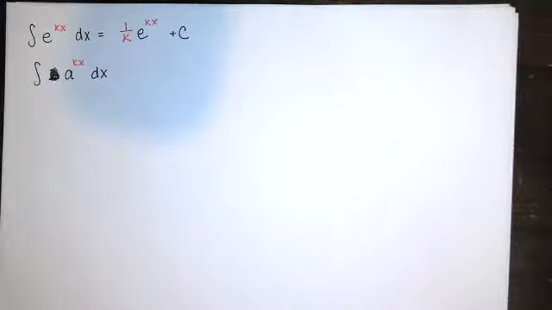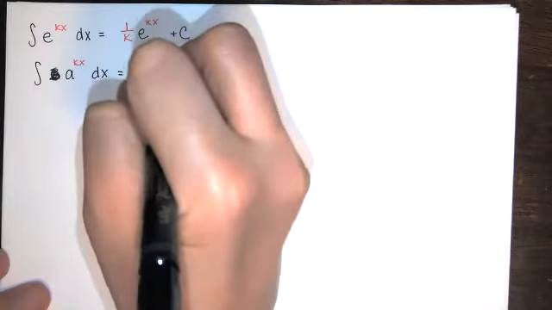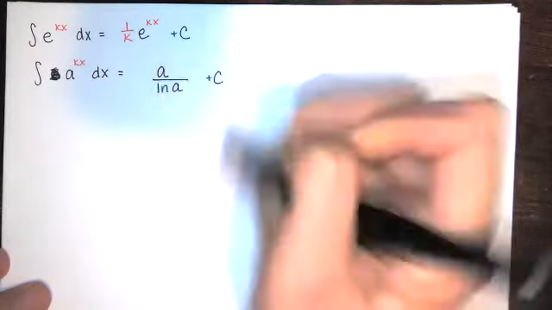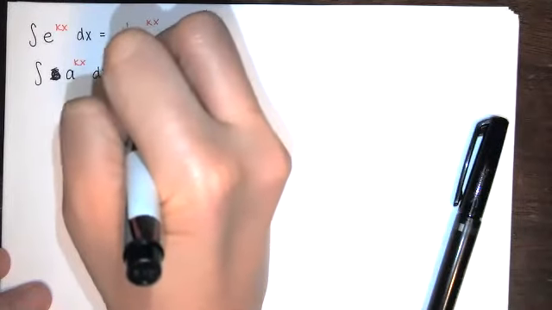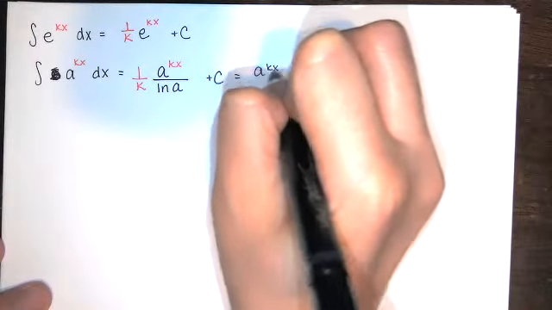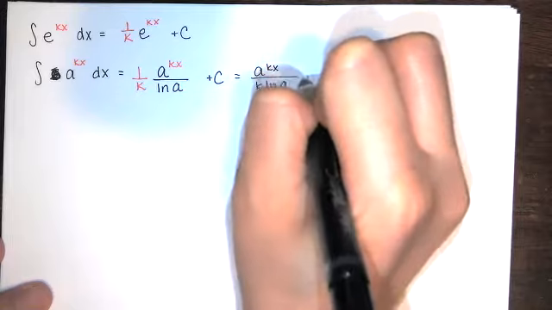If I've got a, oops, I wrote 2. I was thinking of a specific value of a. If I've got a raised to the kx power, well, according to my rules, the antiderivative of a to the x is a to the x divided by natural log of a plus c. So I replace my x with kx, and then don't forget to divide by k, so multiply by 1 over k. So we get a to the kx over k times natural log of a plus c.